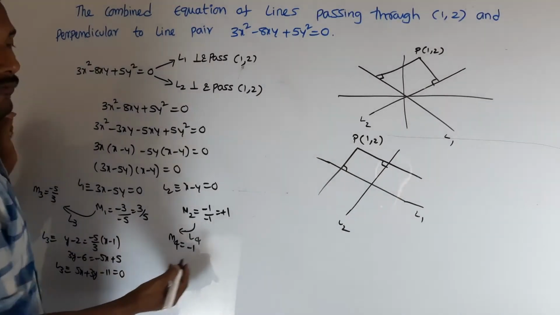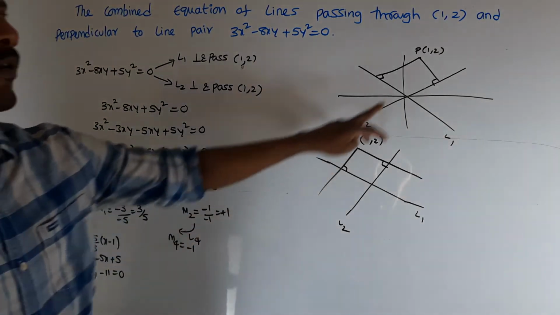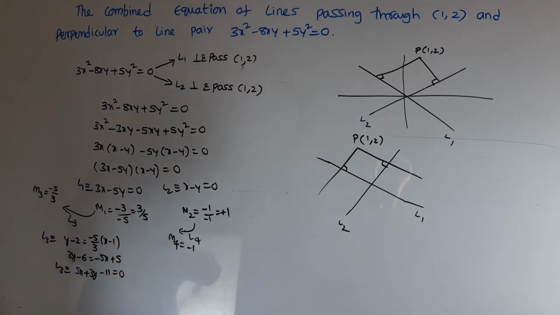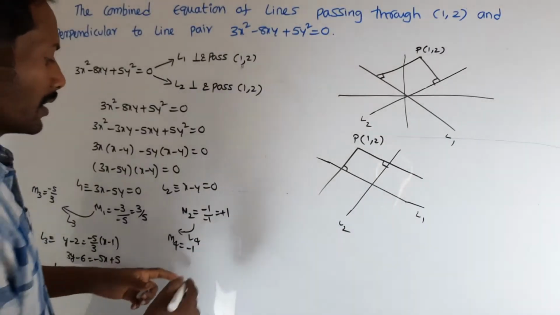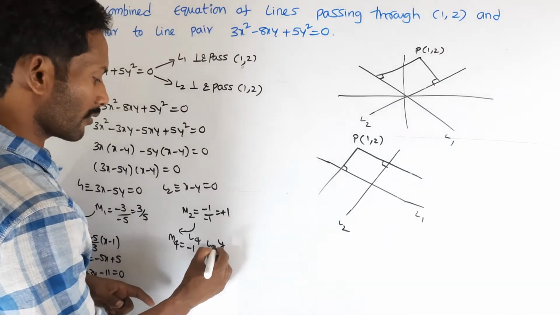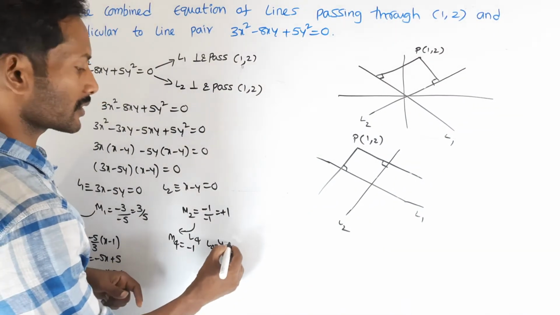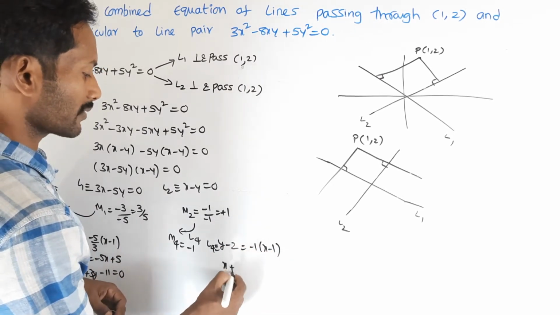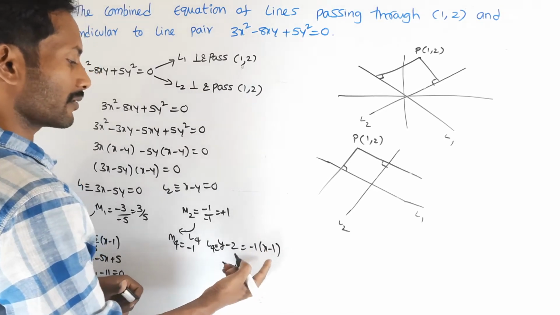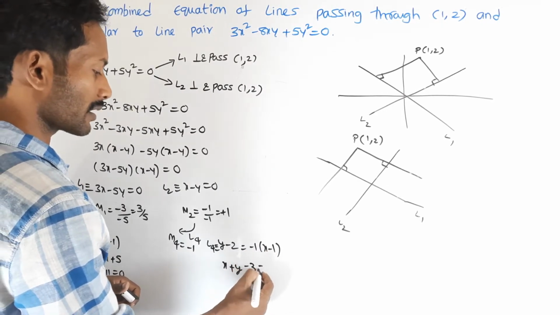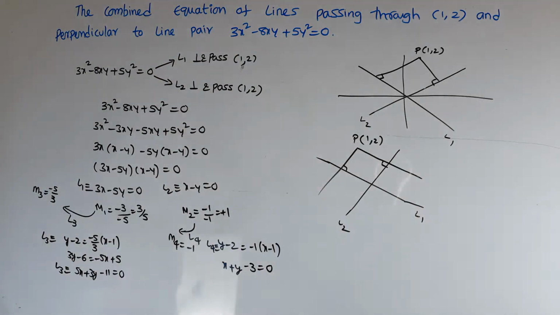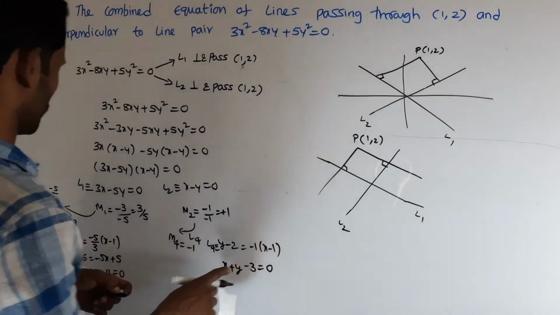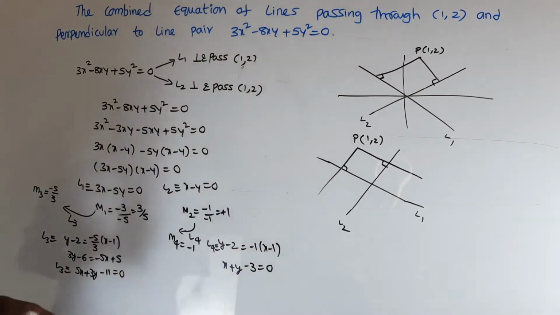We can find line L4. The slope of line L4 is -1, and it passes through (1, 2). So using point-slope form, y - y1 = slope × (x - x1). Here y1 is 2 and the slope is -1, so y - 2 = -1(x - 1). This gives x + y - 3 = 0. I hope you are understanding.